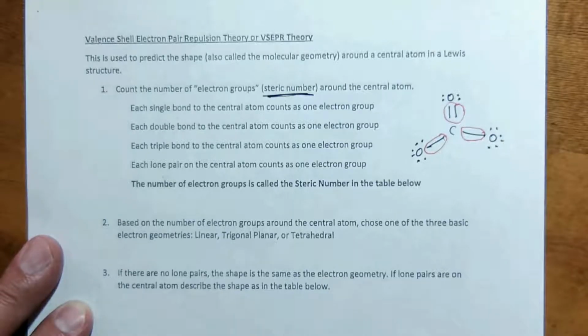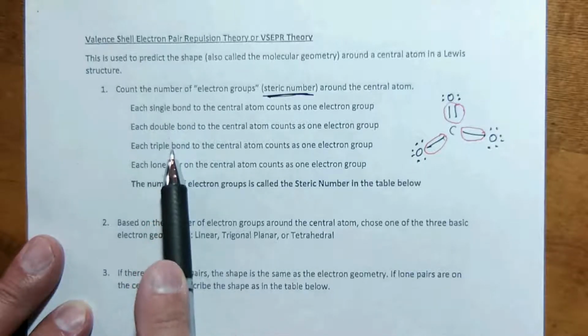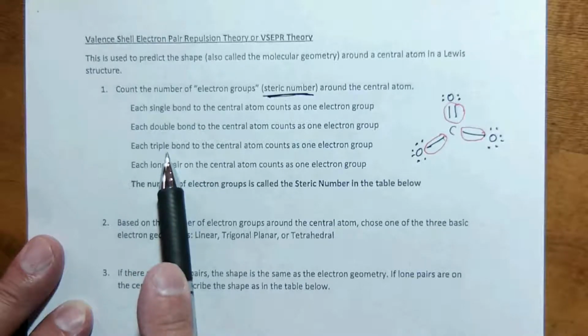When you're counting up a steric number, everything counts as 1 thing. A single bond is 1. A double bond is 1 thing. A triple bond is 1. A lone pair is 1.